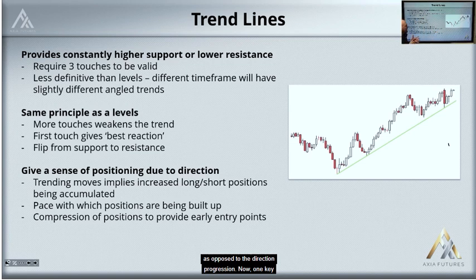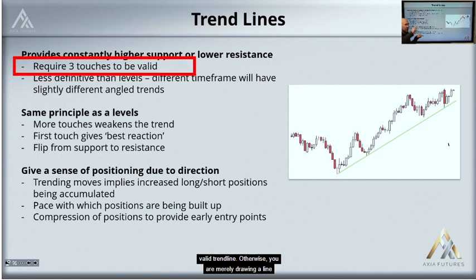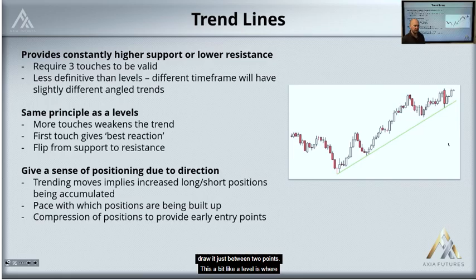Now, one key feature of a trend is you need 3 touches for it to be a valid trend line. Otherwise, you are merely drawing a line between 2 points. Now, when you draw a trend line, you can draw it just between 2 points. This, a bit like a level, is where you see a high, you draw that as your level, and you then assume that to be a level on the next touch, at which point you've then got a point to make a decision out. So drawing a trend with 2 touches is an acceptable way of drawing a trend.